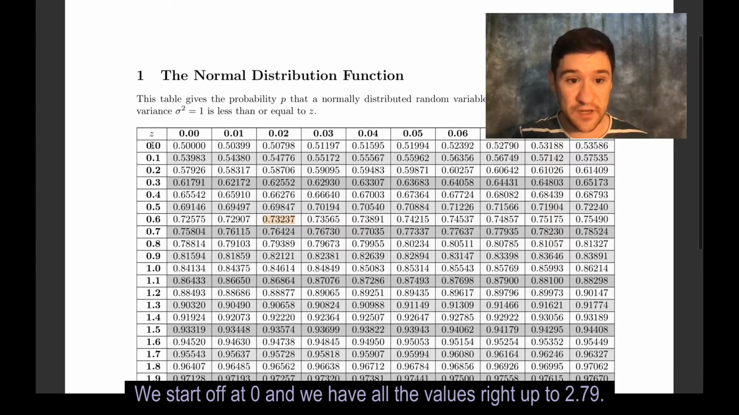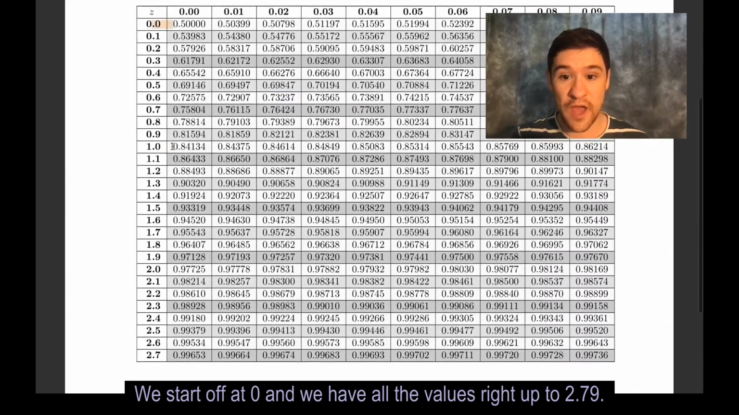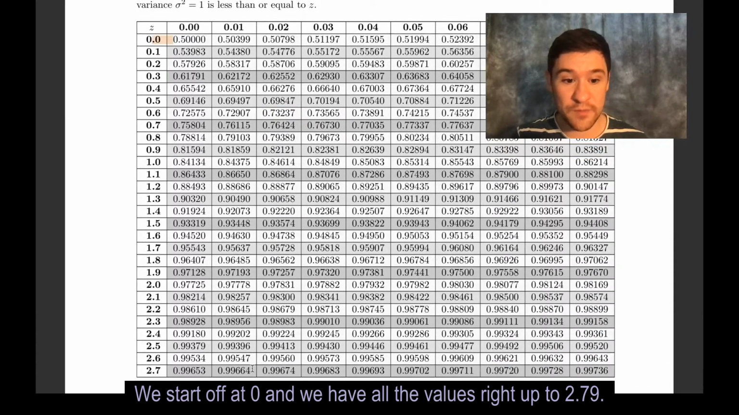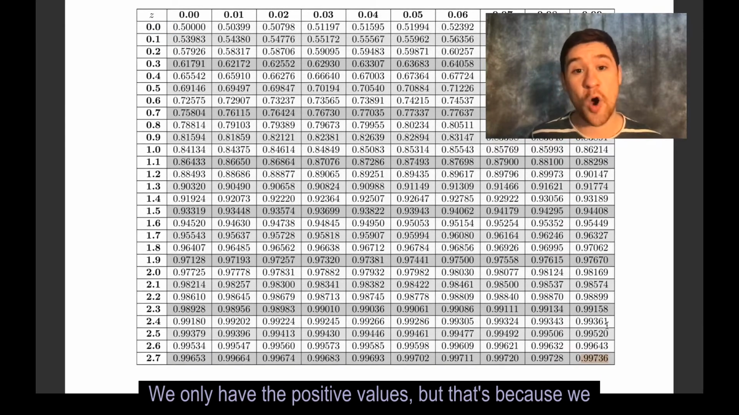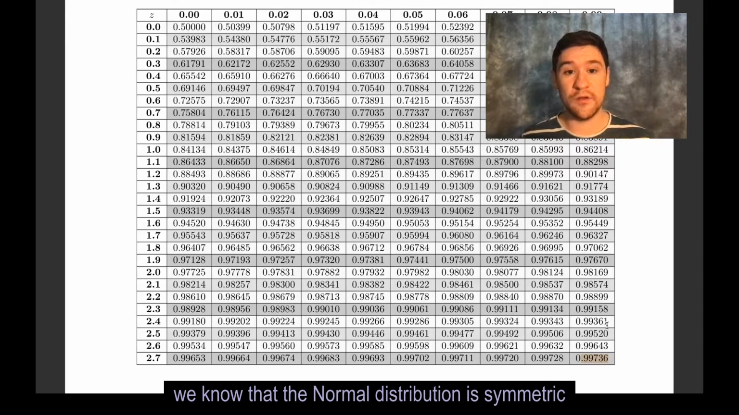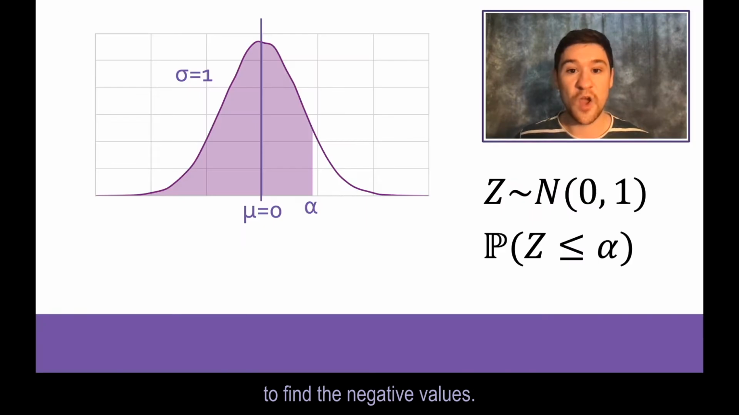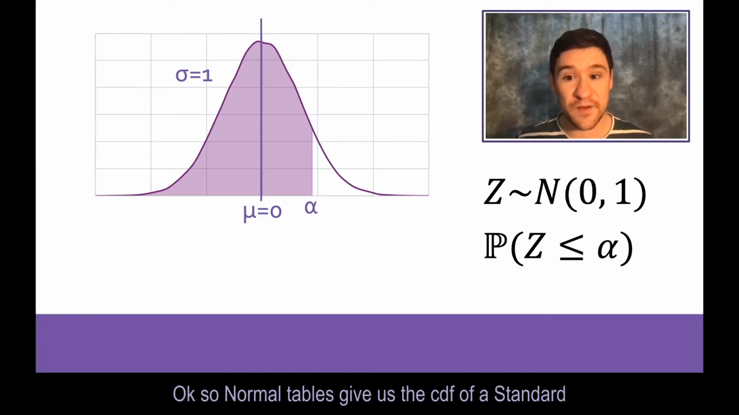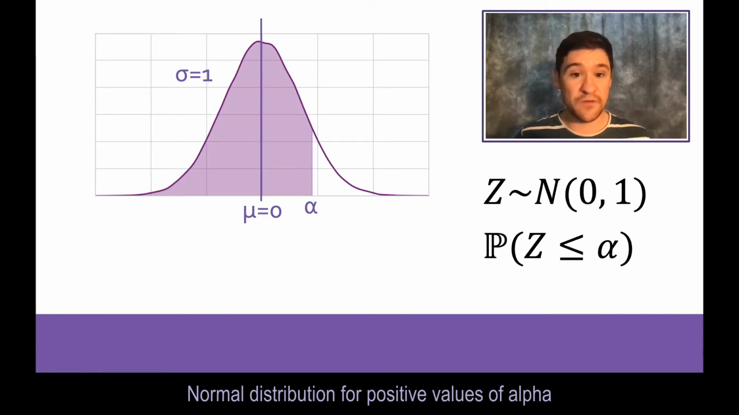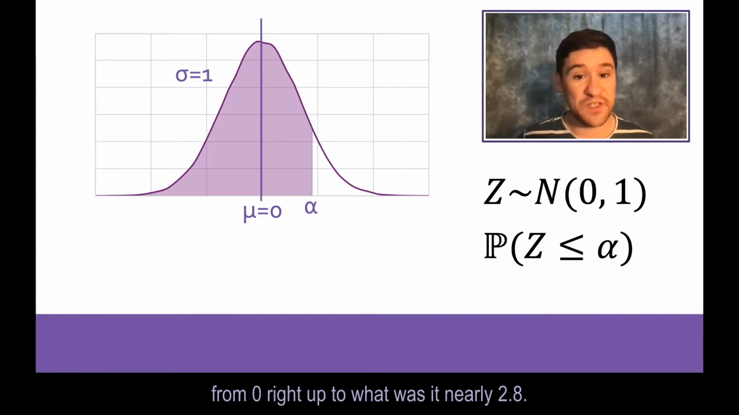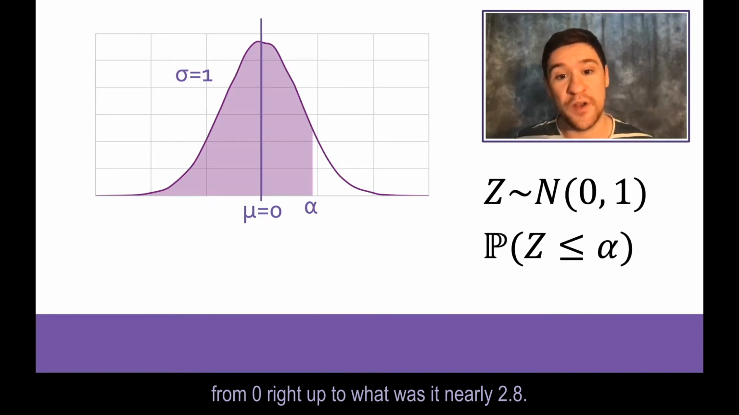And we actually have nearly every value here. We start off at 0 and we have all the values right up to 2.79. We only have the positive values, but that's because we know that the normal distribution is symmetric. So we can use the properties of the normal distribution to find the negative values. Okay, so normal tables give us the CDF of a standard normal distribution for positive values of alpha, from 0 right up to, was it nearly 2.8.